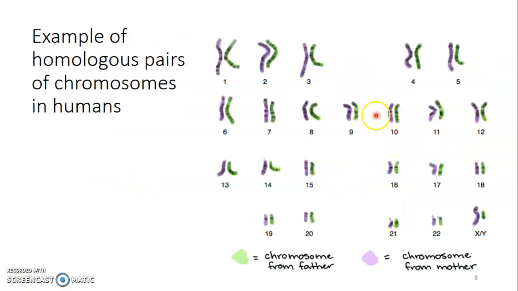This is another example of knowing your terms and knowing what a homologous pair is. Well, in humans, we get one set from our father and one set from our mother. So the green is the father, and the purplish pinkish is the mother.